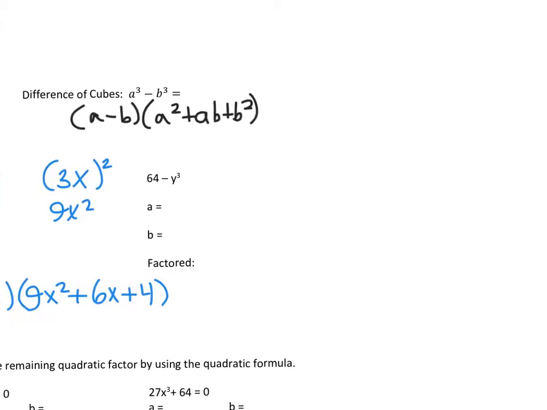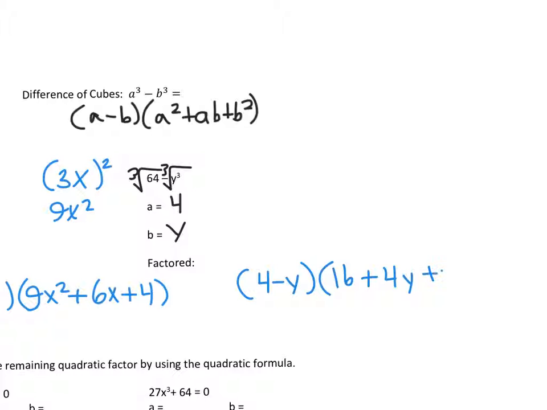Okay, the last one, I'm going to take the cube root of 64, which is 4, and the cube root of y cubed is y. Again, you're ignoring the negative, and I'm going to plug it into the formula up here. This is going to be a minus b, so 4 minus y, times the quantity a squared, so that's 16, plus ab, so plus 4y, and then plus b squared, so plus y squared.